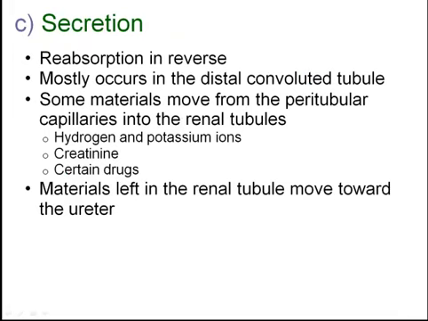The third step is called secretion, and this is basically reabsorption in reverse. We just put a whole bunch of stuff back into the blood, but some of that stuff we want to get back out, or some stuff we haven't really gotten rid of yet. So this mostly occurs after the loop of Henle in the distal convoluted tubule. We're going to have a little last-ditch filtration happening. Some of the materials that are in the capillaries are going to move back into the renal tubules. This could be extra hydrogen and potassium ions, some more creatinine, and this is where remnants of certain types of drugs may end up.